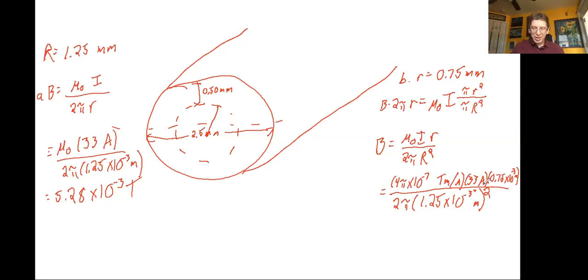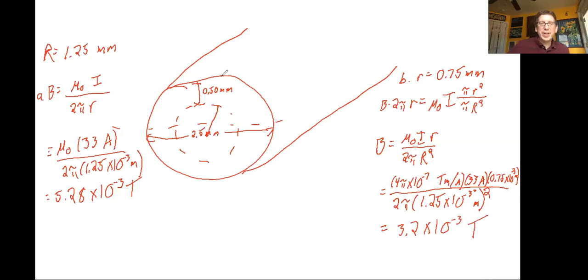So again, that's just 2 times 10 to the negative 7 times 33 times 0.75 times 10 to the negative 3 divided by 1.25 times 10 to the negative 3, and you're squaring that. And so you get 3.1, and we should be doing these to two significant figures. So that's 3.2 times 10 to the negative 3 Tesla.